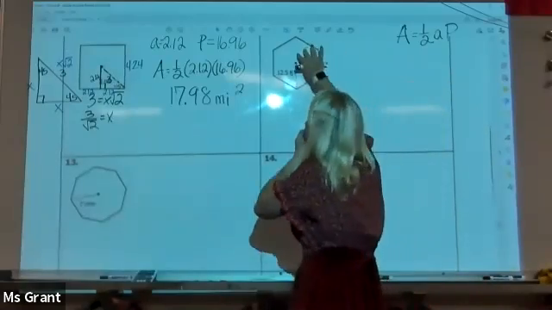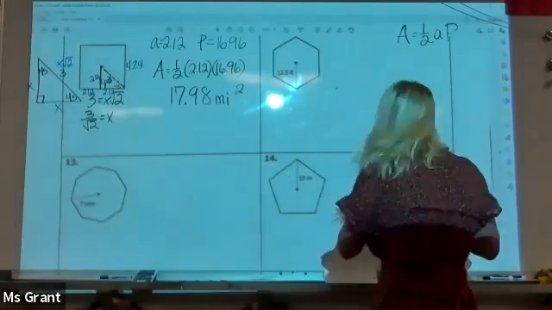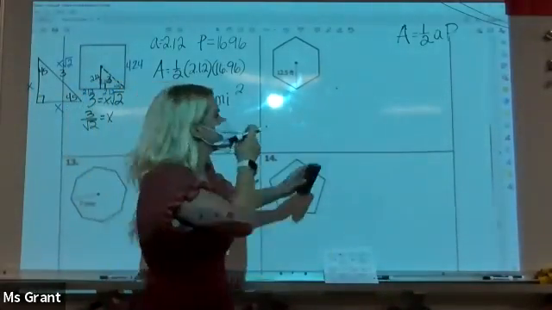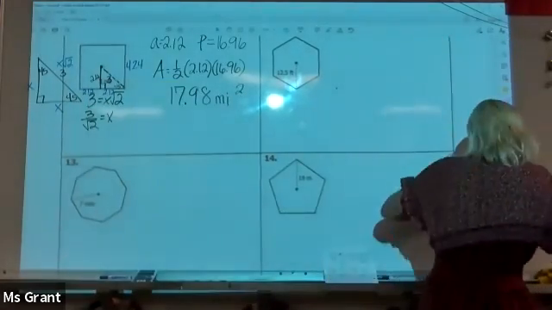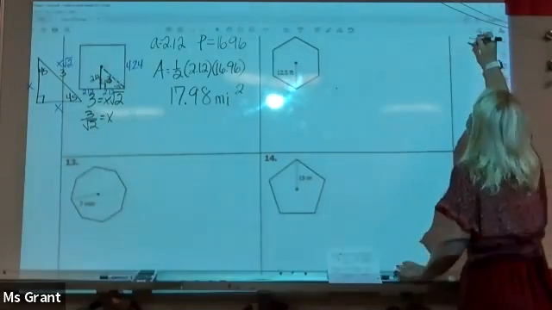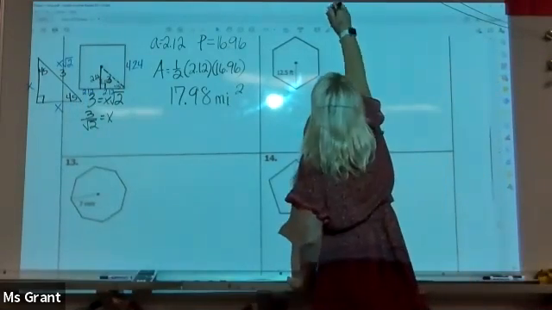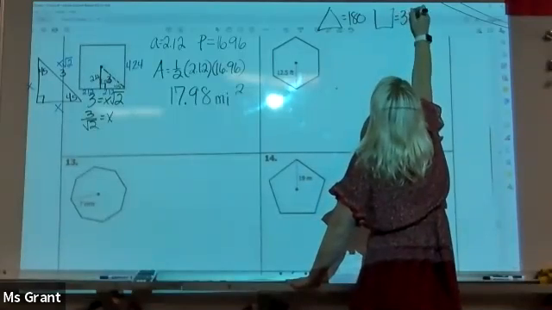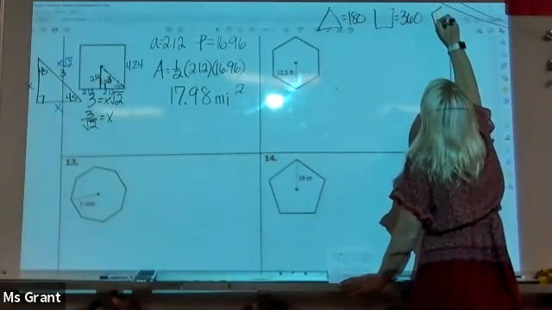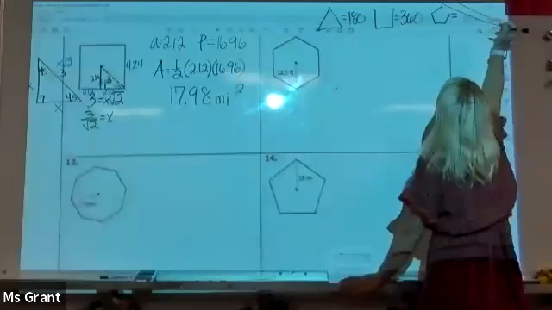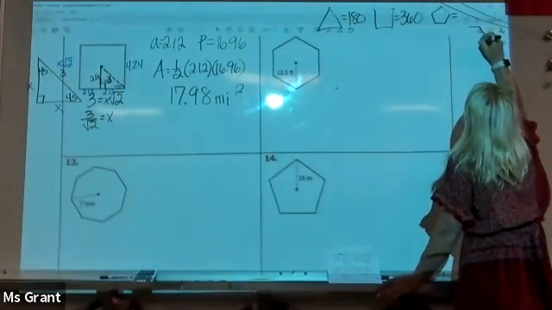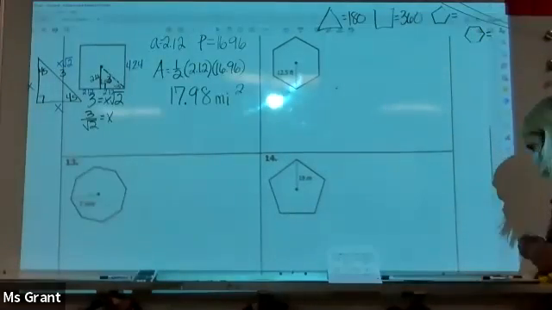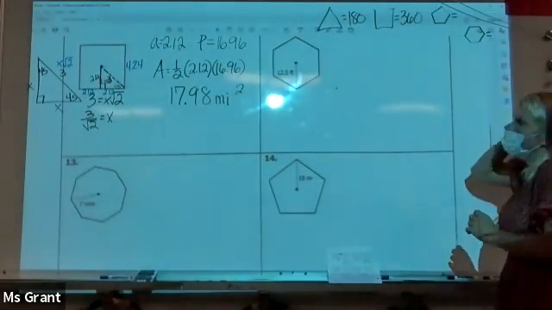And now I've got a hexagon, 6 sides. Remember from yesterday, if I don't know how many degrees are in the shape. So, you guys, let's do this really fast. Pentagon. Hexagon. Somebody work on the pentagon.